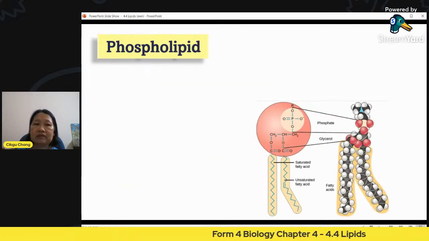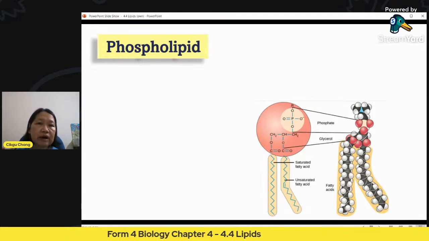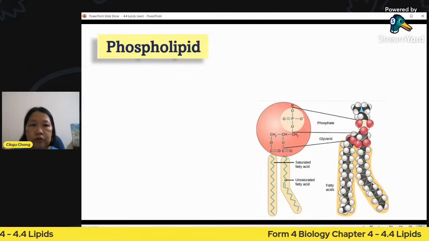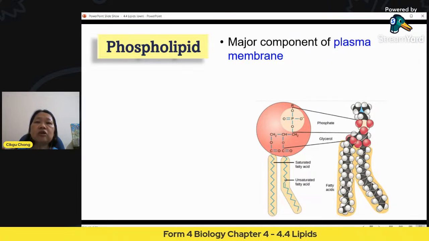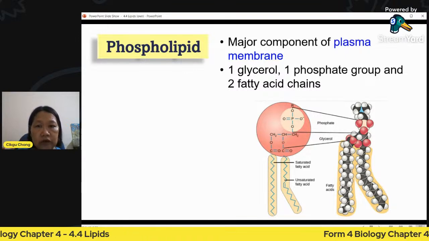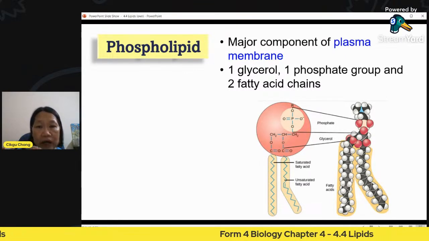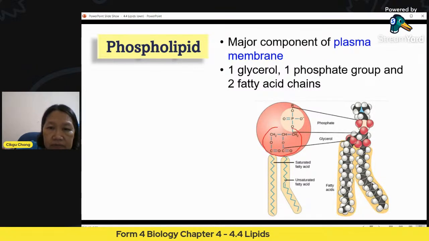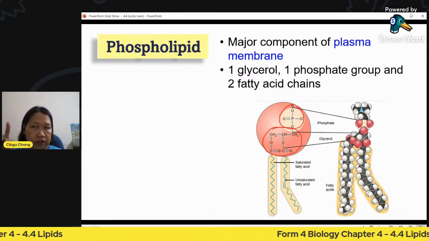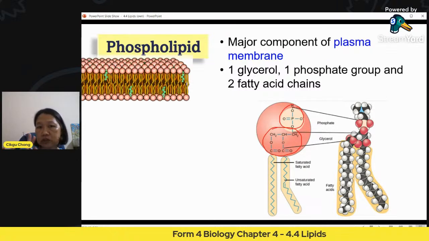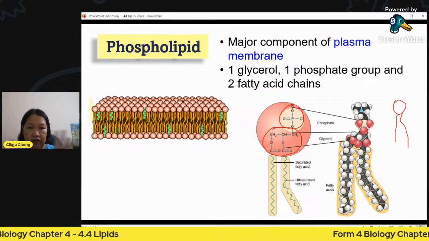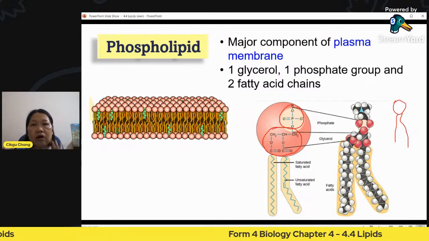Okay, next, phospholipid. You have seen this in chapter 2 when you learned about the function of the plasma membrane, the formation of the plasma membrane. A major component of the plasma membrane is phospholipid. So a molecule of phospholipid is actually formed from one glycerol, and then one phosphate group, which is PO4 3 minus. And also it has only two fatty acid chains. So that's why when you draw your phospholipid, you always draw two chains, not three, all right? Two chains there. And this forms your plasma membrane.